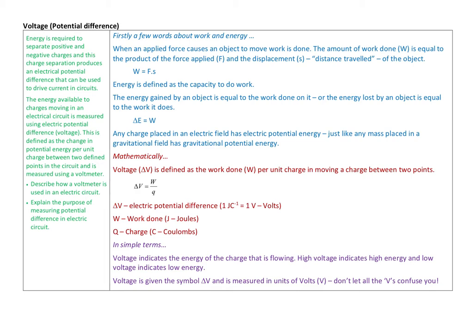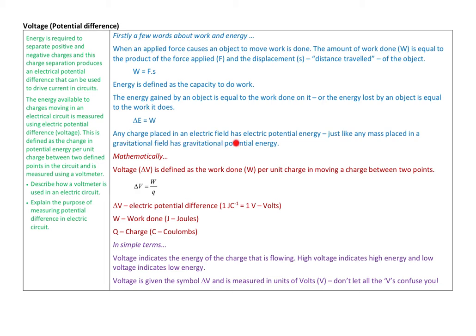So if I want to do work, I need to eat some food to get some energy to do work. Energy is the capacity to do work. The energy gained by an object is equal to the work done on it, or the energy lost by an object is equal to the work it does. So basically, the change in energy is equal to the work done. If I do work, I lose the same amount of energy. If work is done on me, i.e. I'm pushed up a hill, I will gain gravitational potential energy equal to the work done.